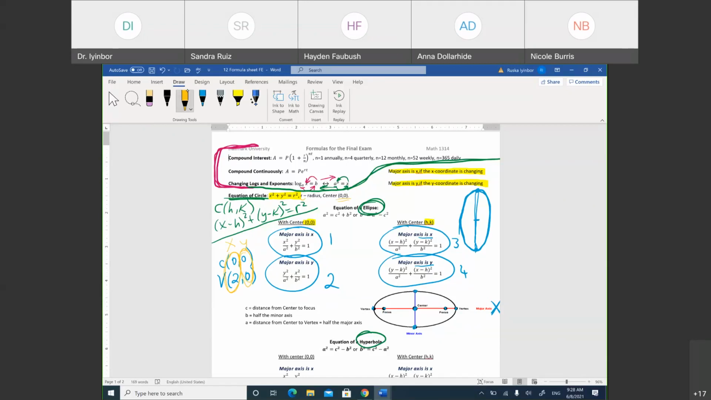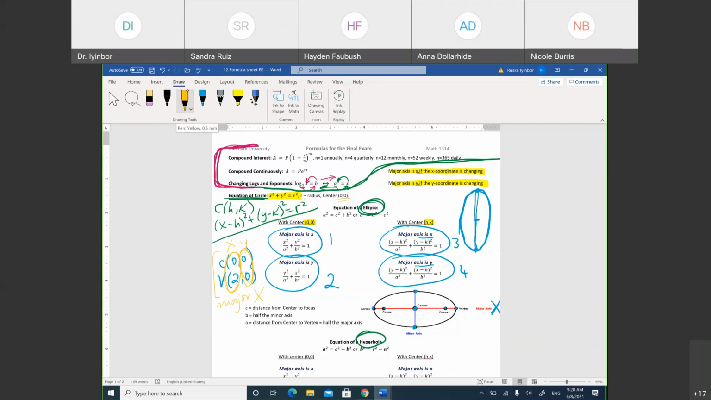X, that's right. X is changing. So if you have 2 points like this given, the x is changing. That means the major axis is x. The one changing is your major axis, okay? So that's how you know.